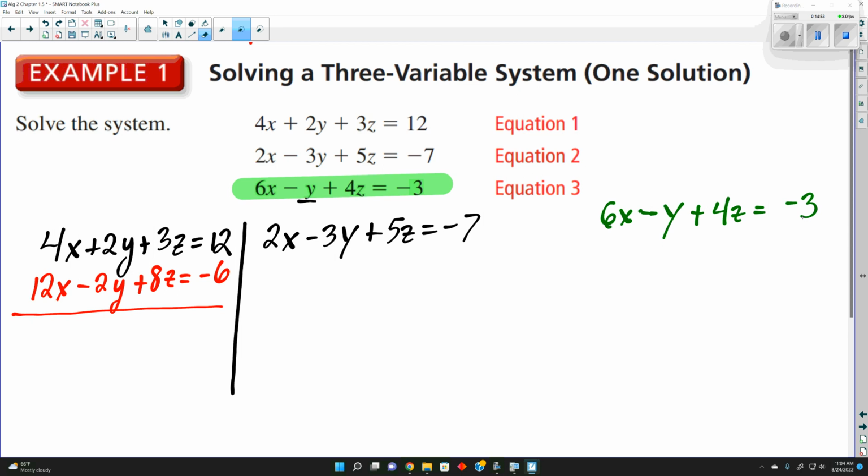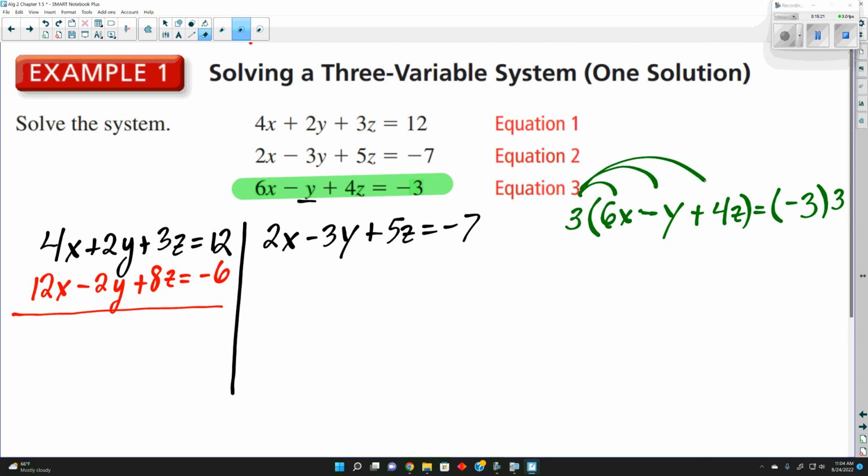Now we need to get this to be the same as what? We need this y to become what? Which is 3. So what do we need to do to this equation? So we need to multiply both sides by 3, so that we get the y's to have the same value. So we'll distribute through just like we did with the other one.